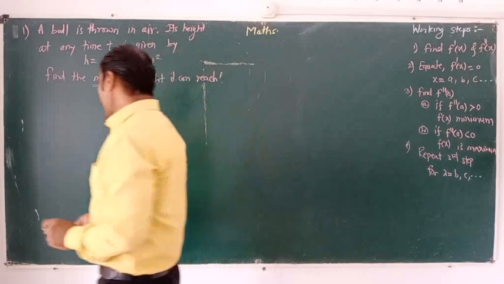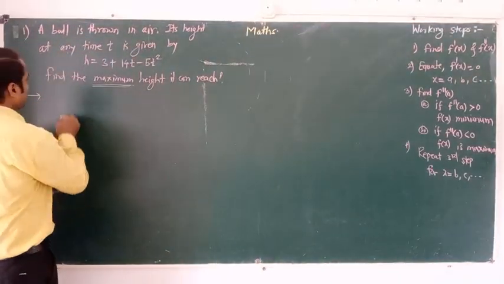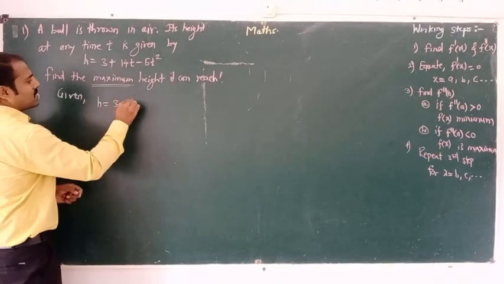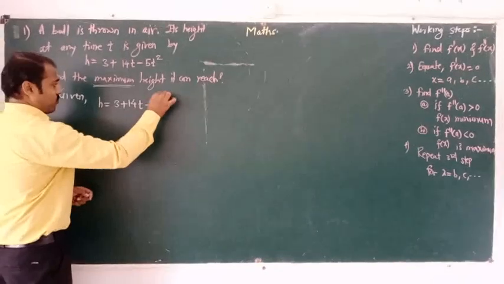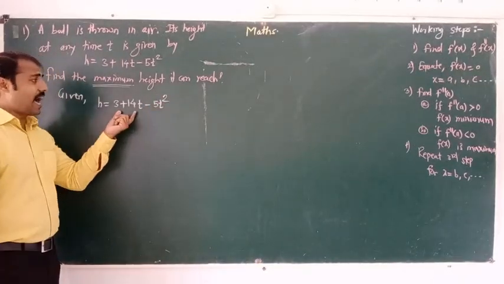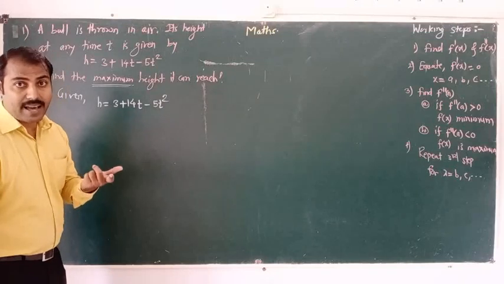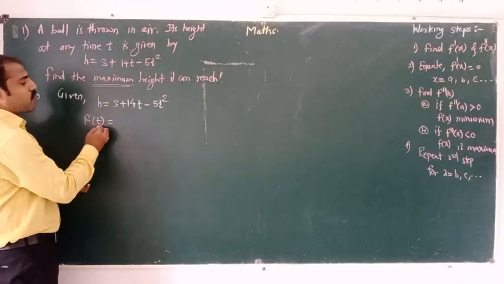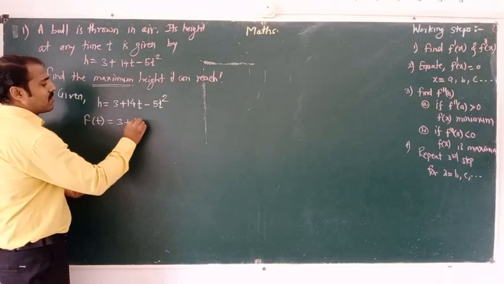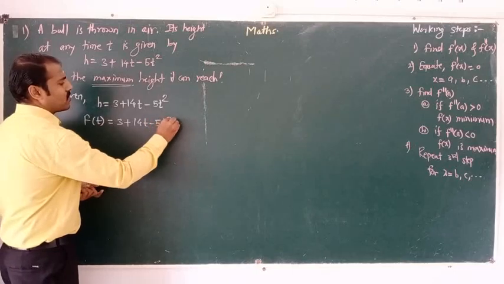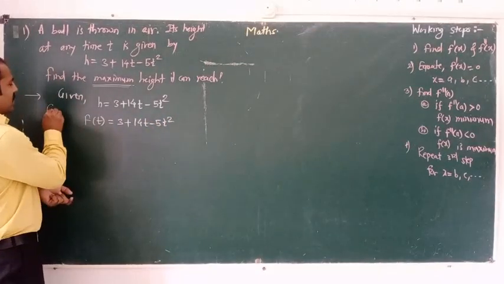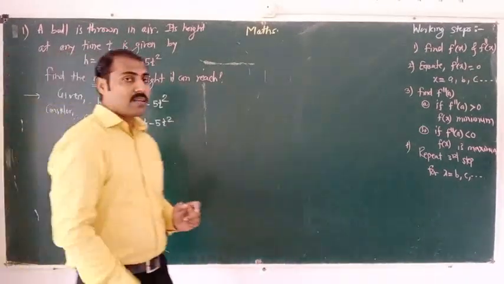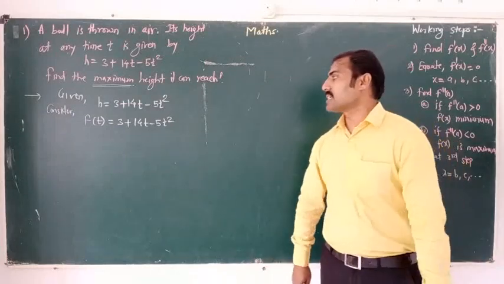So in the solution, I can write here: given h is equal to 3 plus 14t minus 5t square. RHS is in variable t. So I can say h as f of t. Consider h is equal to f of t. So f of t is what? 3 plus 14t minus 5t square.